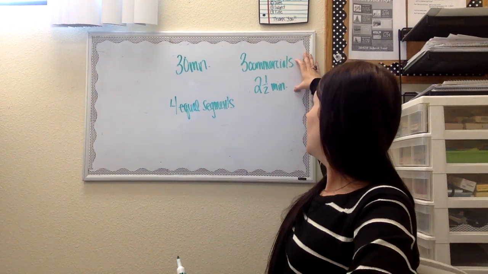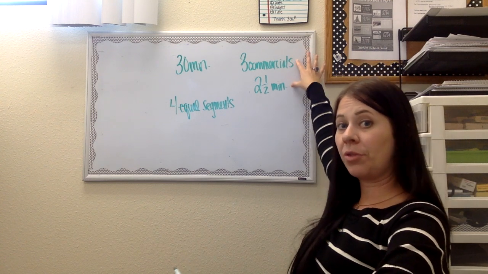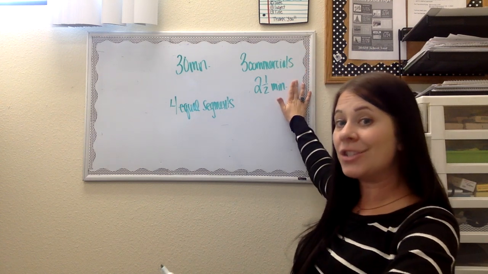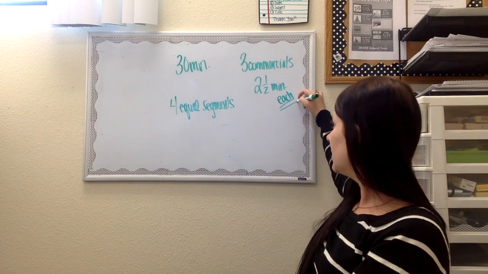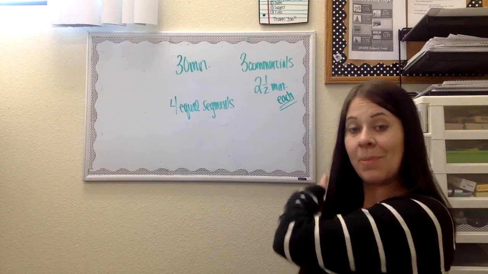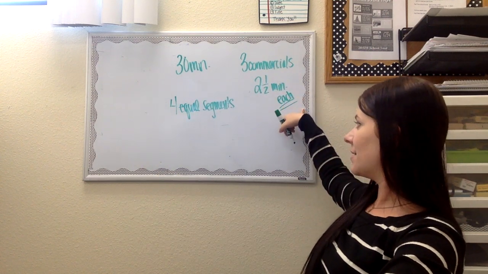So I'm going to take this and multiply. I want to know how long my commercials are. So 3 commercials, 2.5 minutes each. Remember that word each tells me I'm multiplying, unless I know my answer and I have to go backwards, in which case I'm dividing. So this time I'm multiplying because I don't know my answer.